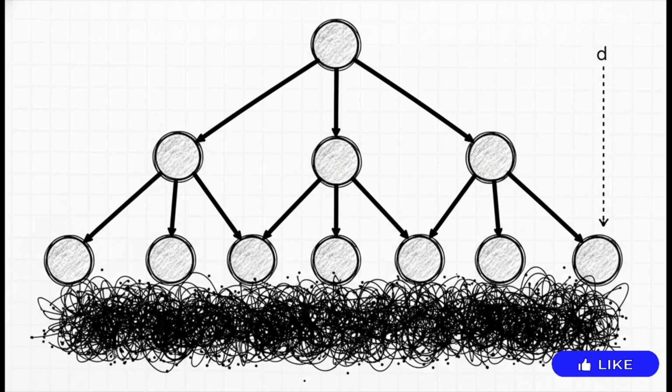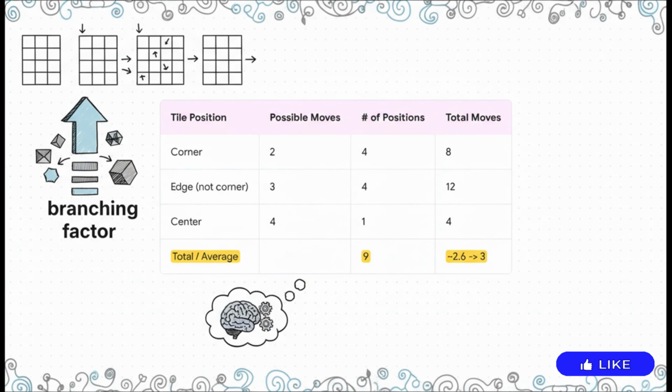It comes right from that formula, O of B to the D. For the 8 puzzle, the branching factor B averages out to about 3. The longest possible solution, the depth D, can be around 20 moves, and 3 to the power of 20 is, yep, almost 3.5 billion.